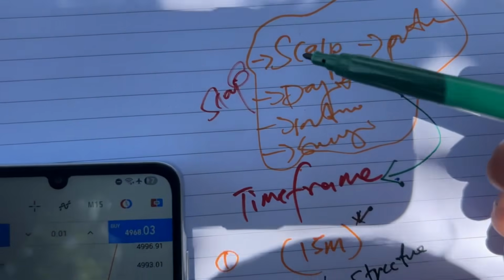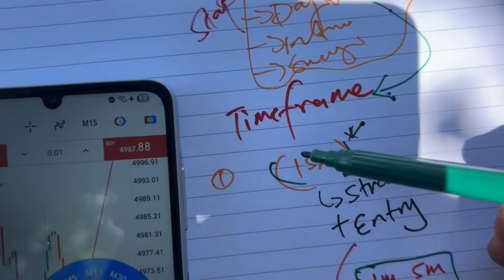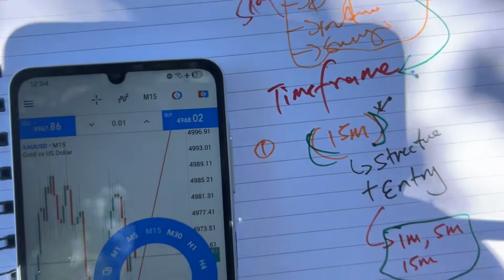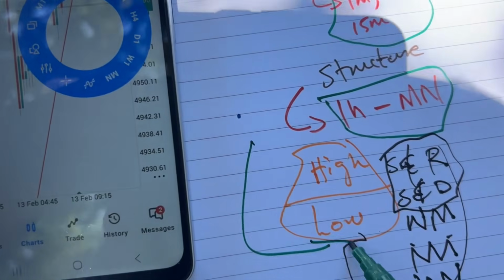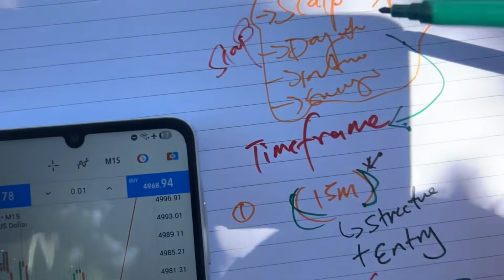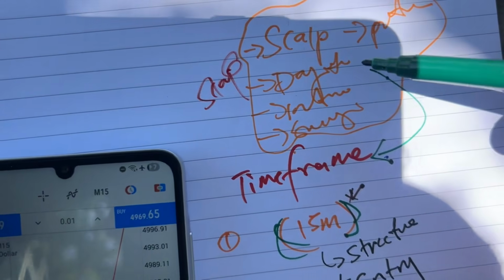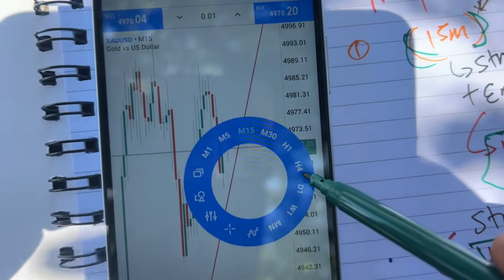So for a scalper, most of the time you'll be using M15. Day trade, M15, H1, to find the same structure that we are talking about here, high and low. Now, intraday trade, we're trading within the same day. Swing trade, we are now using the H4. We are swing trading.